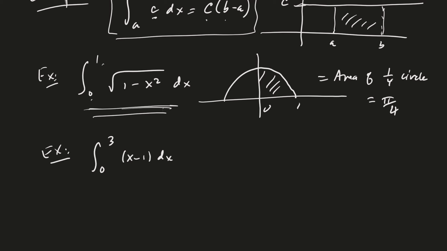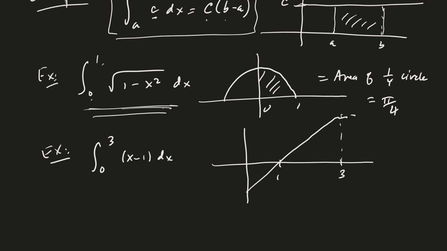Now, I'm going to use geometry to do this one too, but it would be a good idea to sketch the graph of this because it's going to look something like that from 0 to 3, where this is equal to 1 there, right? That's 3. So that's 3 minus 1 is 2, so this height right here is 2. All right. So what is the area from 0 to 3 of x minus 1 dx?